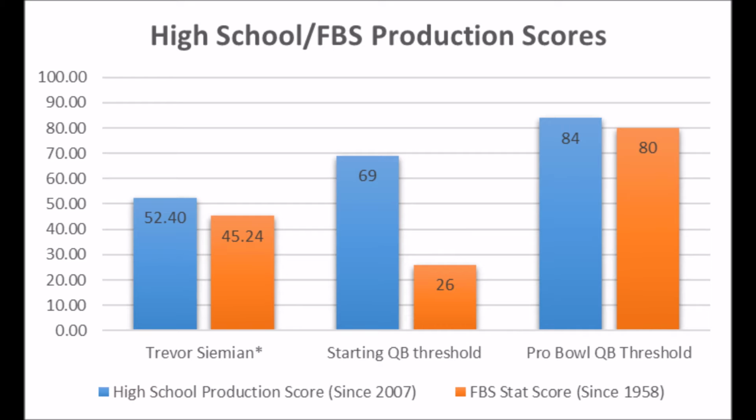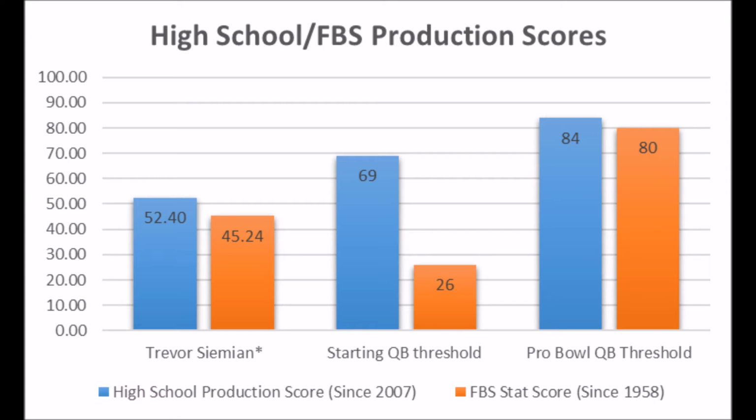Based on my data as well, 100% of long-term starting quarterbacks since the 1958 NFL draft class had at least a 26 or higher, so he technically passes the long-term starter threshold, but you just don't want to be a quarterback with a below-average production score. I don't really care who you are. There's only been a handful of guys, and most of the guys that have below-average FBS stat scores are typically quarterbacks that took a while to develop into just an average quarterback at the NFL level. Jake Delhomme comes to mind, Jeff Garcia, guys like that, who kind of took a while to develop.